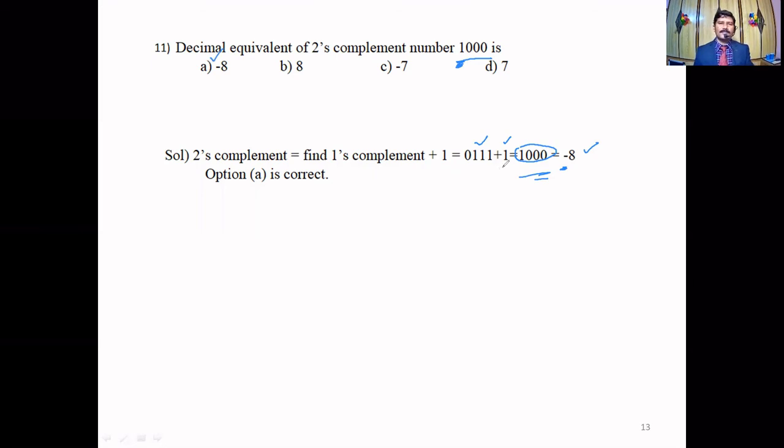So that's all about today's lecture. That is GATE previous problems on integer representation.